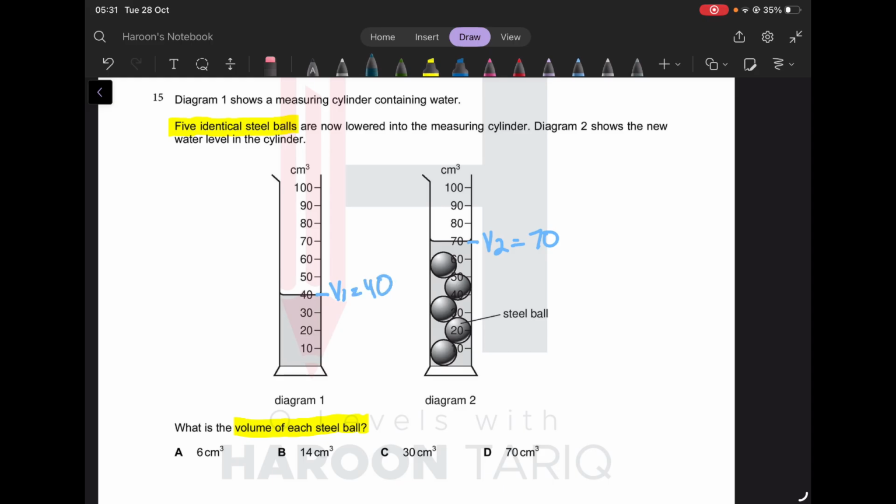So I just need to do V2 minus V1. So 70 minus 40. This should give me 30. Is this the final answer? Not really. This is for 5 of these steel balls. So I'll divide this by 5 and I'll get 6 cubic centimeter. This would be the volume of each of these balls. So A is the correct answer.